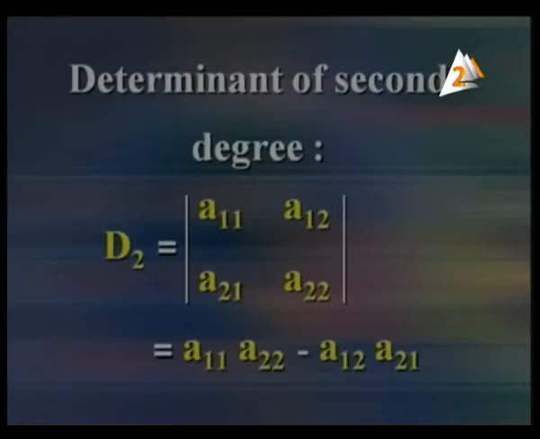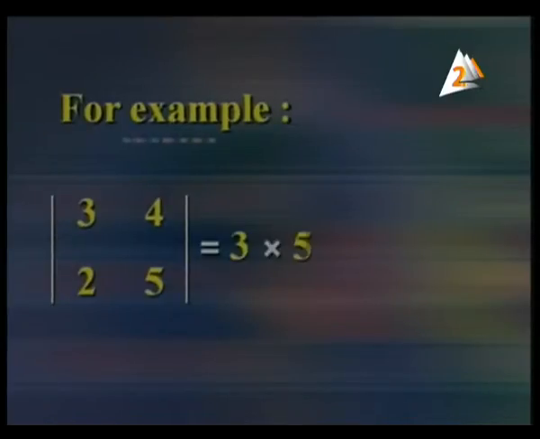What is the value of D2? Cross multiplication: A11 times A22 minus A12 times A21. For example, look at the determinant 3, 4, 2, 5. It equals 3 times 5 minus 4 times 2, which is 15 minus 8, equals 7.